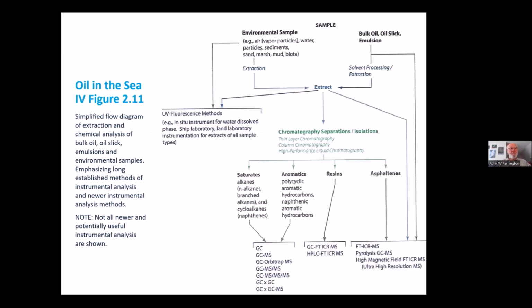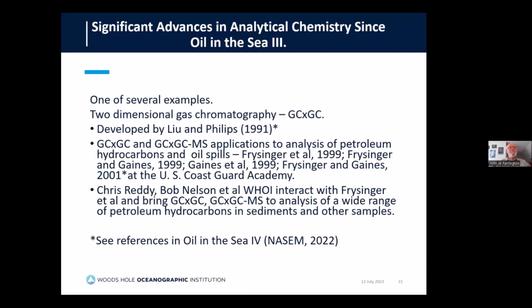Before we get into aspects of that, please note at the bottom left the note: not all newer and potentially useful instrumental analyses are shown. And this is particularly relevant to the various things shown at the bottom of the flow diagram. We basically have chromatographic separations into the SARA, the saturates, aromatics, resins, and asphaltenes. And then from there, we go on to various instrumental techniques. I'm going to only emphasize a few things from this slide. The details are in the report.